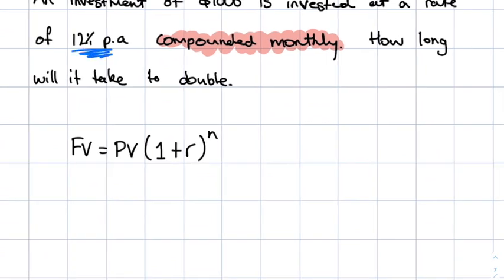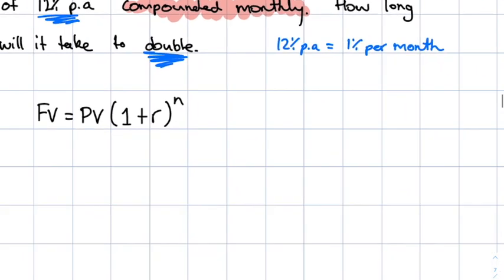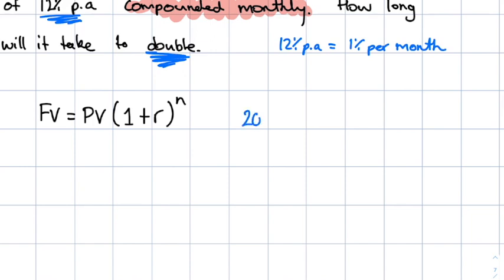All right, so 12% per annum equals 1% per month. And remember, our periods here are in months. So we have that, and we've been asked to find how long it takes to double. So we've literally just been asked, when do we get $2,000? So using the future value formula, we want to know when is 2,000 equal to 1,000 times 1 plus 1 on 100, because that's 1%, to the power of n.